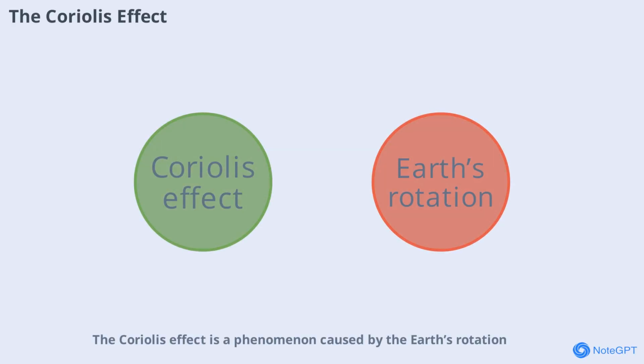The Coriolis effect is a phenomenon caused by the Earth's rotation. It causes moving air to turn to the right in the northern hemisphere and to the left in the southern hemisphere. This effect is what gives global wind patterns their characteristic curves. Without the Coriolis effect, winds would simply move straight from high to low pressure. Understanding this concept is crucial for grasping why winds don't always blow in a straight line. Let's see how this effect influences local wind direction.